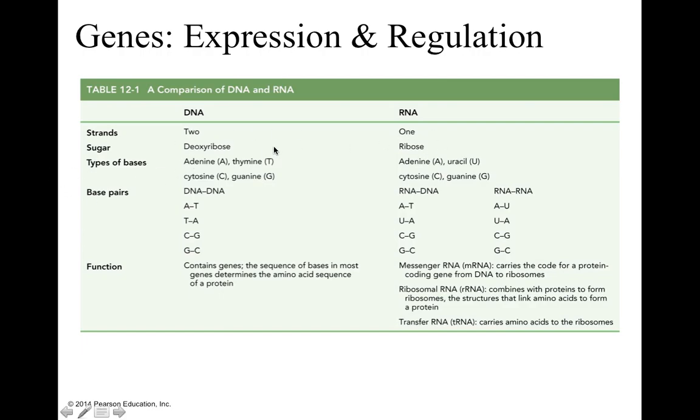RNA is single-stranded. DNA is comprised of deoxyribose. RNA is comprised of ribose. We have the same four bases, A, T, C, and G, except in RNA we have A, U, G, and C. So U is going to take the place of T.